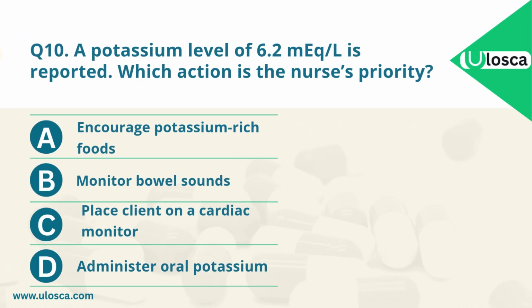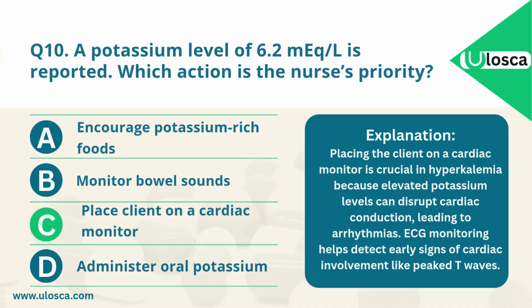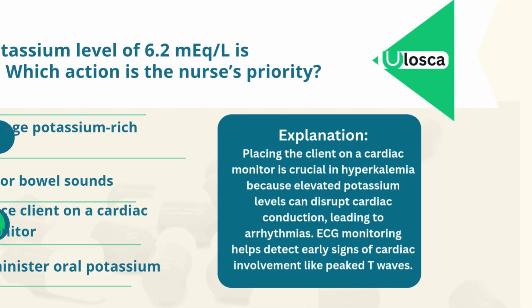The correct answer is C. Place client on a cardiac monitor. Explanation. Placing the client on a cardiac monitor is crucial in hyperkalemia because elevated potassium levels can disrupt cardiac conduction, leading to arrhythmias. ECG monitoring helps detect early signs of cardiac involvement like peaked T waves.